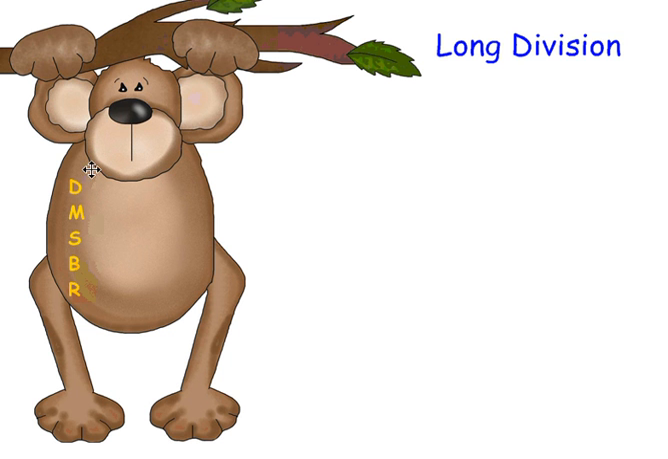Now let's talk about what each of those mean. D means to divide. M means to multiply. S means to subtract. B means to bring it down. And R means to redo it or repeat the steps from the beginning.